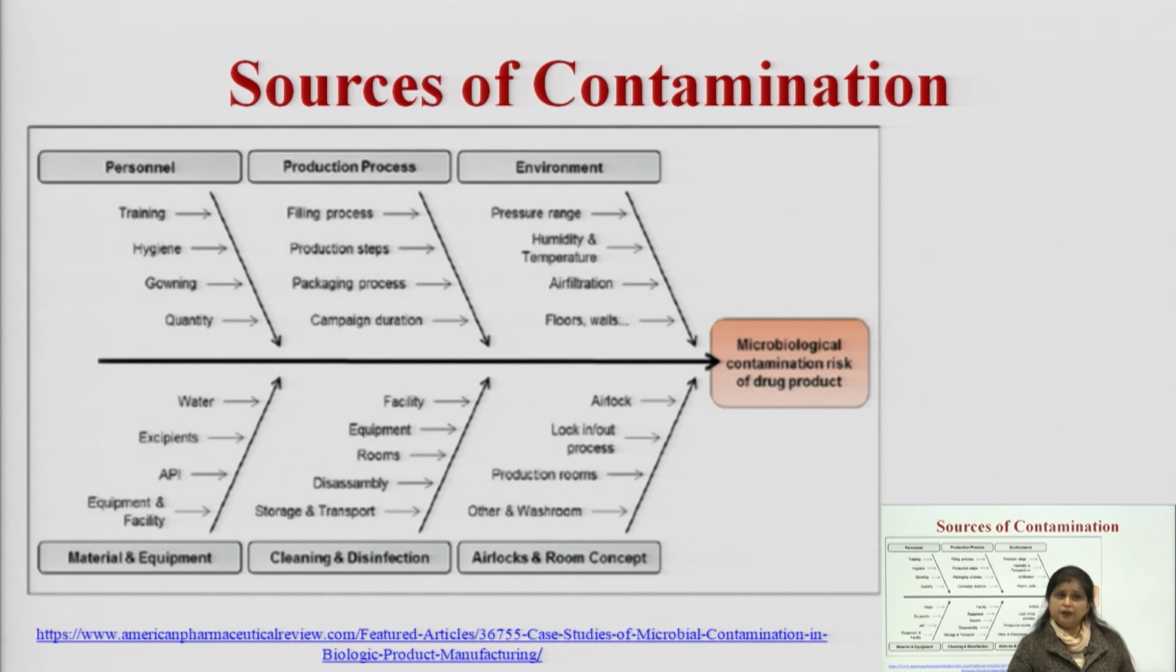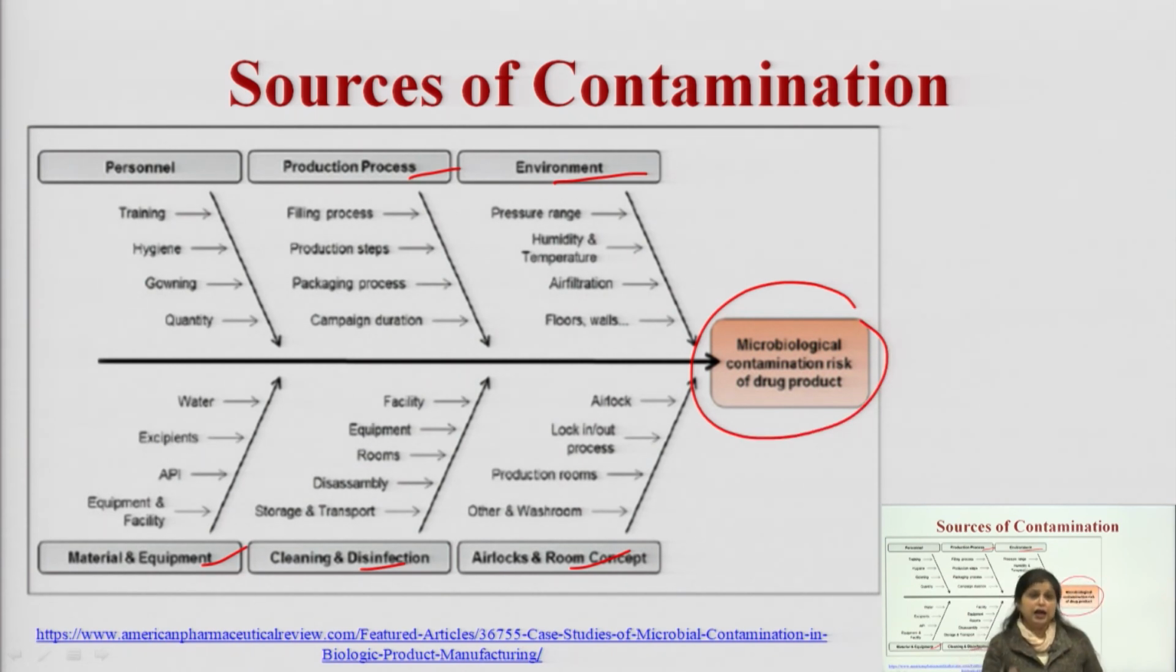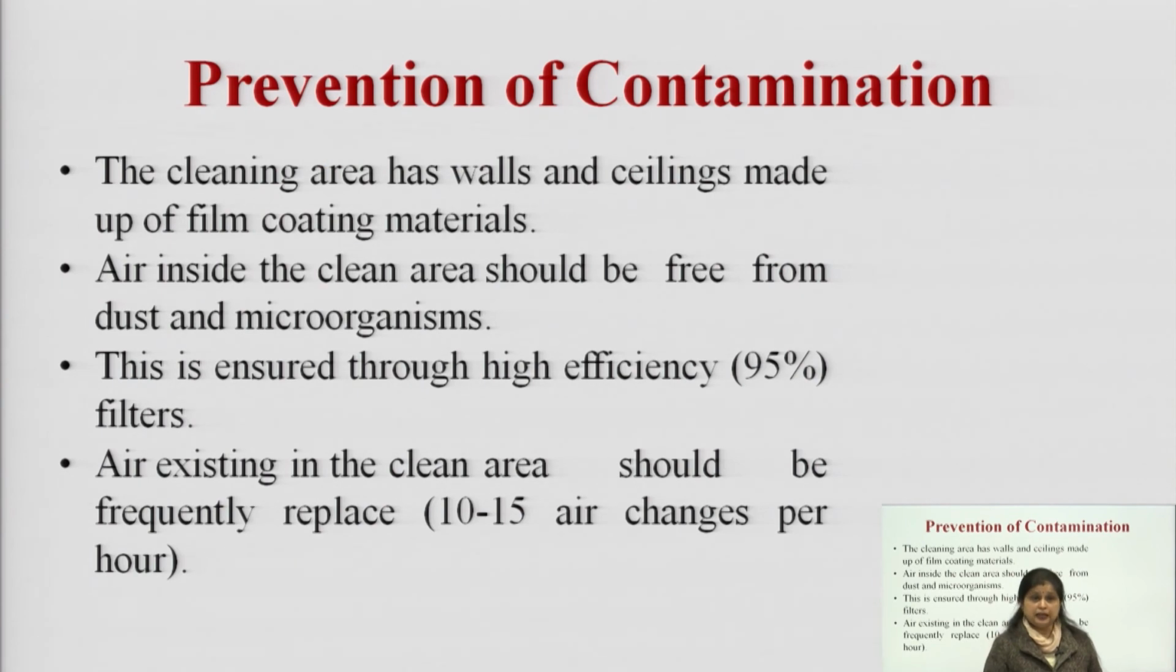So, sources of contamination can be personnel, production processes, environments, material, equipment, airlock systems, whatever is there within that area. All are sources of contamination that can contaminate our area and our pharmaceutical products. So, we have to control all these things, we have to take preventive measures, and we have to take extra precautions while we are working within any area.